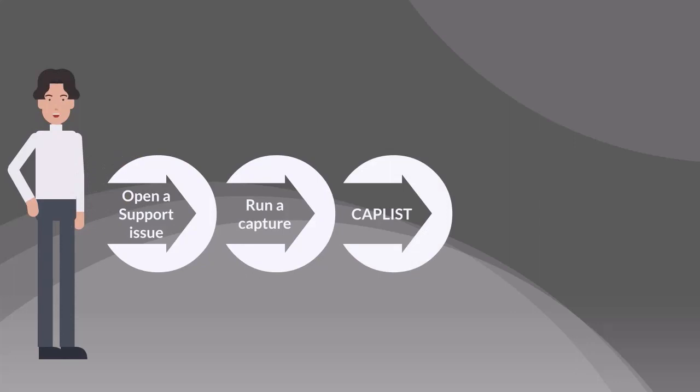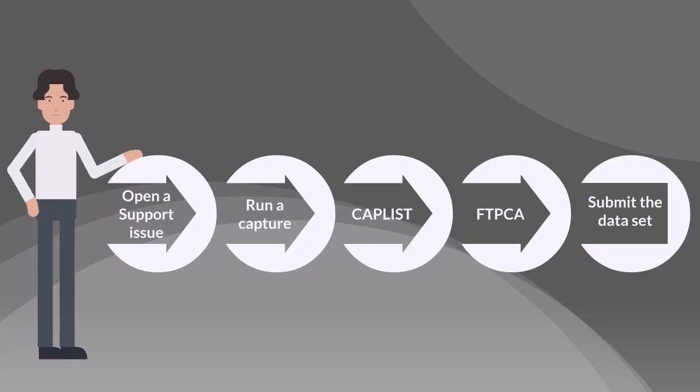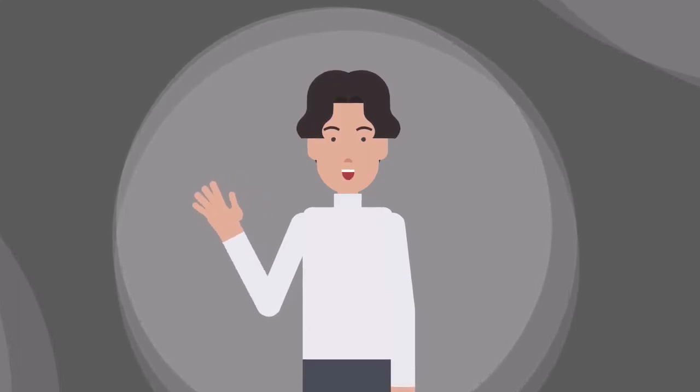Issue the cap list command. Next, issue the FTPCA line command next to the dataset that you want to upload to support. Complete the fields on the FTP dataset panel and submit the dataset to support. Remember to follow the steps carefully to help ensure quick resolution of your support issue.